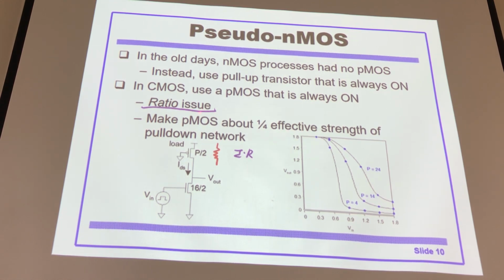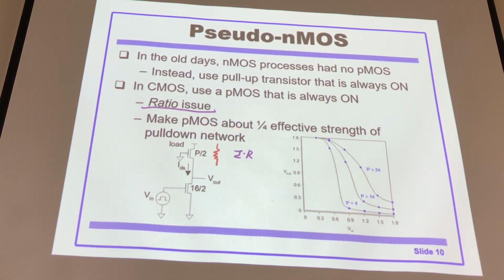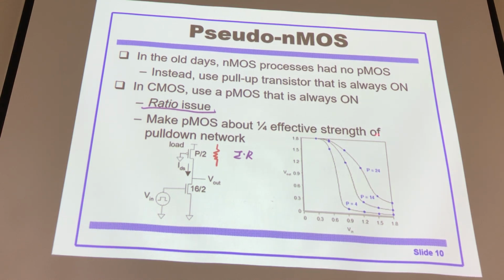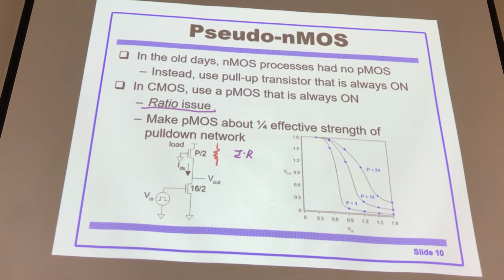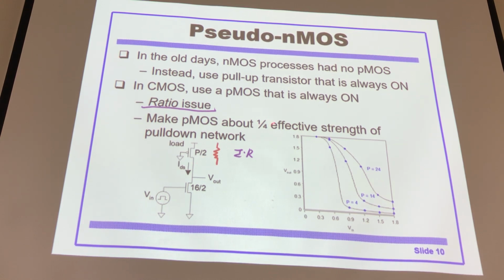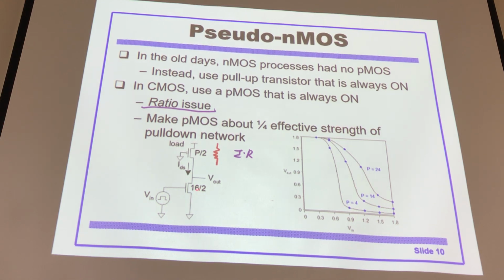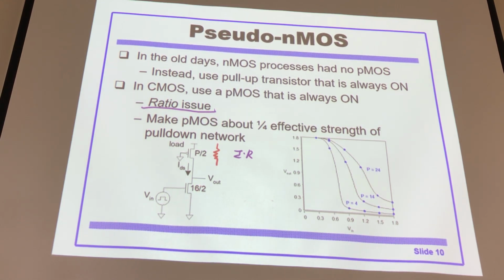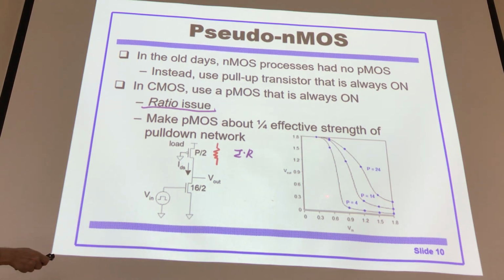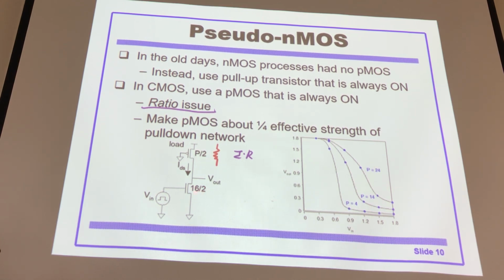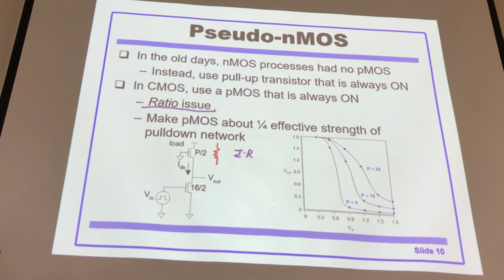Basically, based on the circuit simulation, we should try to make the PMOS transistor about 1/4 effective strength of the pull-down network. This guy should be 1/4 effective strength of the pull-down network. So the circuit simulation tries different P values. P is the channel width, and 2 is the minimum channel length. So it's a wide PMOS transistor.